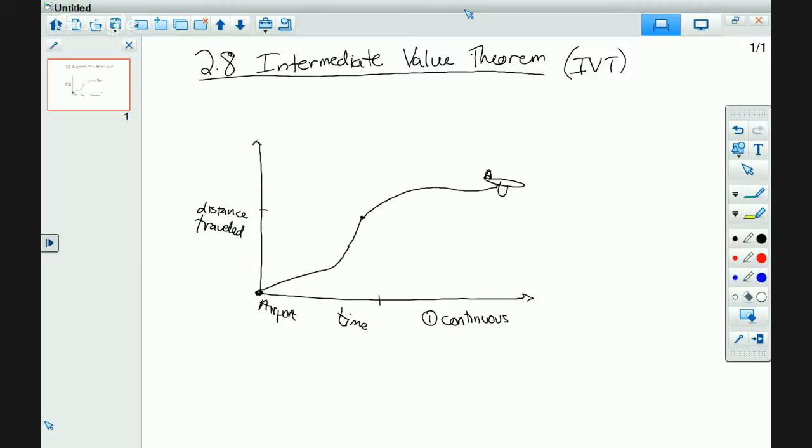Does that make sense? It is a result of continuity of functions. So if this function is continuous, we know that for every y value, there's an x value, at least one x value.